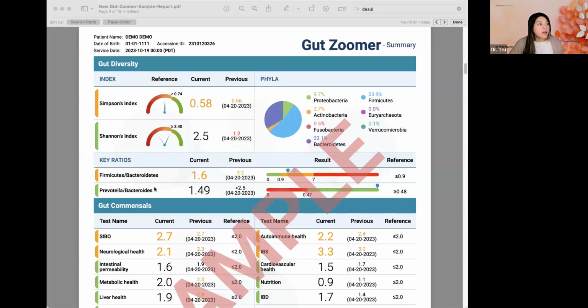There's another key ratio here that you see, Prevotella and Bacteroides. So Prevotella in general are bacteria that feed on fiber. So when you have an abnormal ratio here, typically it is due to an imbalance of fiber consumption and meat and processed foods or other foods consumption. So in general, you want this ratio to be greater than 0.47. And if it's low, I can tell from the lab that this person doesn't really consume a lot of fiber and plant-based food. Okay.